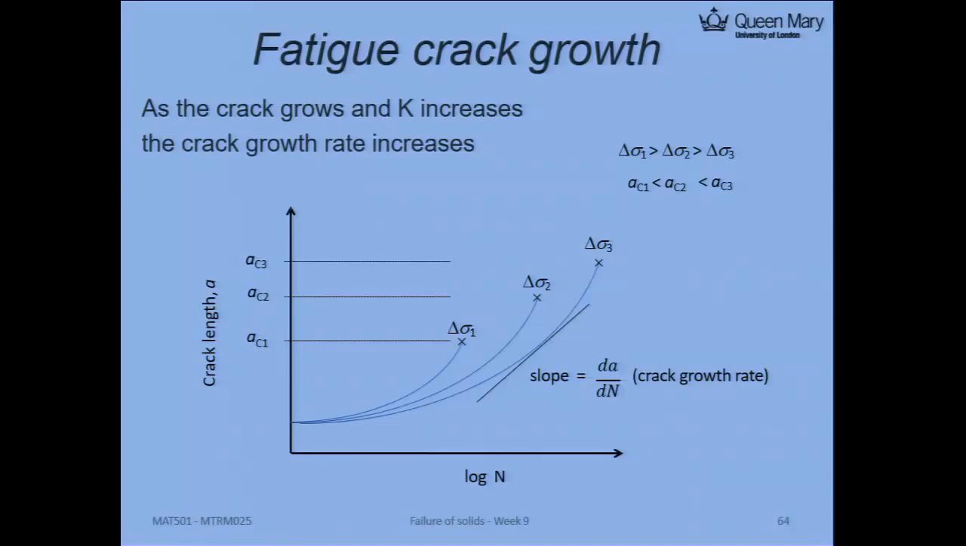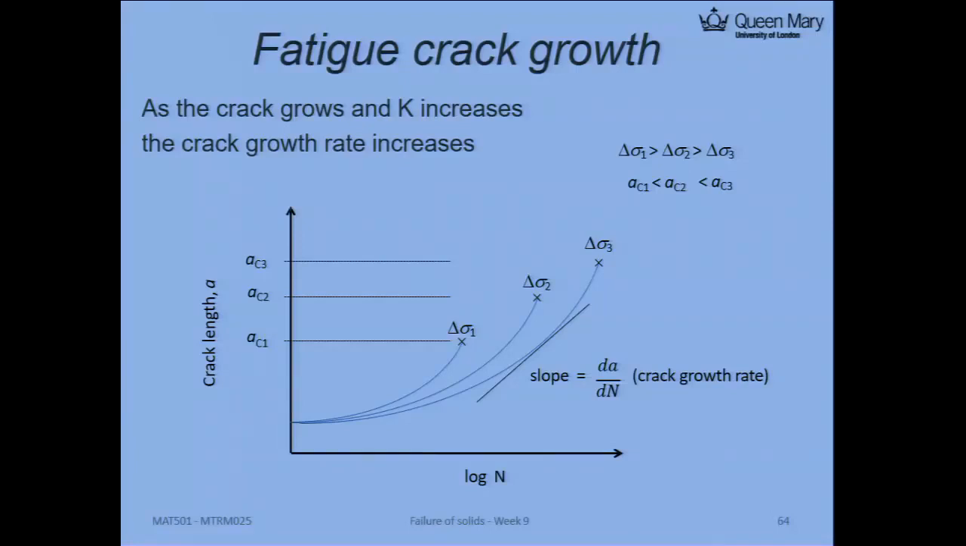So for this type of curve, I'm plotting crack length against the total number of cycles leading to the failure. Okay? Now I'm plotting three curves. For the first curve, delta sigma 1 corresponds to a small crack length. And likewise, if you increase the crack length, this curve also changes, moving towards the right side.